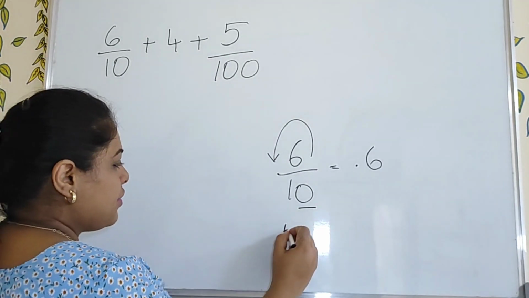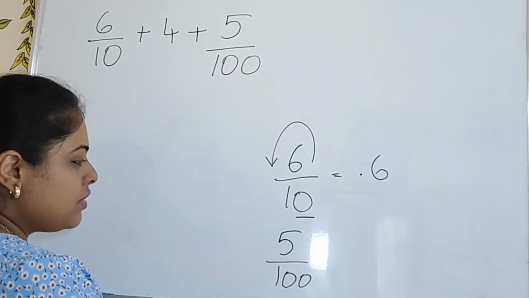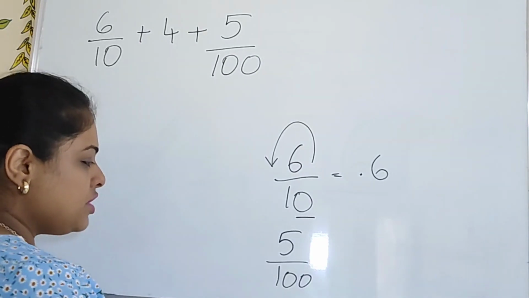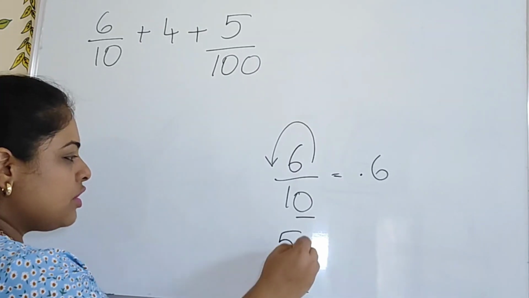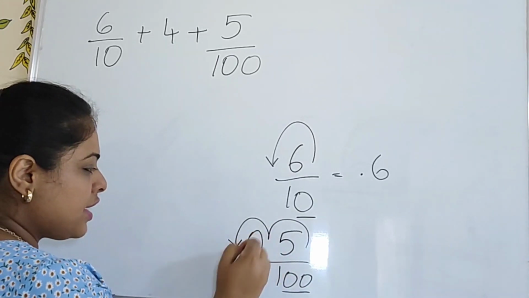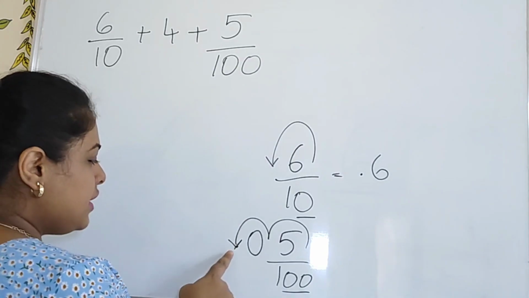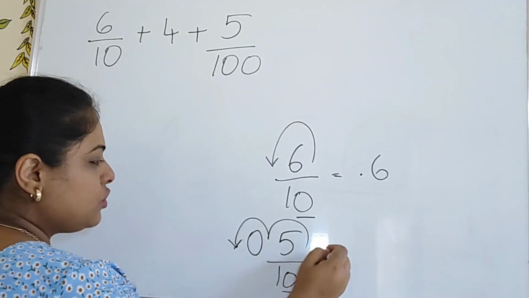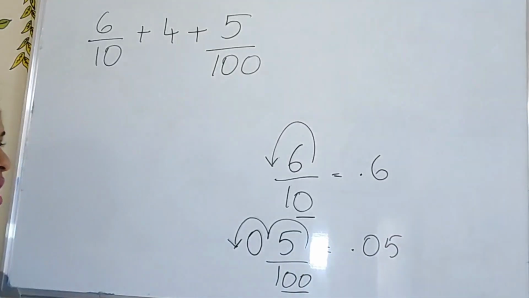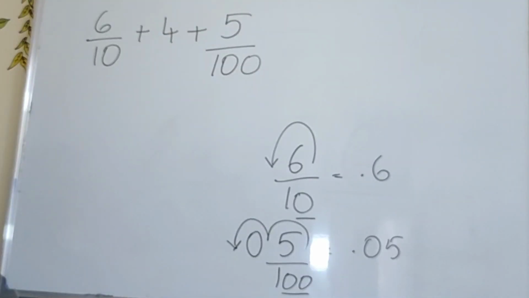Now 5 by 100. Let's convert this fraction into a decimal number. 5 by 100. How many zeros? 2 zeros. So there will be 2 arrow marks. So since there is no number here, let's write a 0. Where did the point end? Over here. So we'll write it as 0.05.